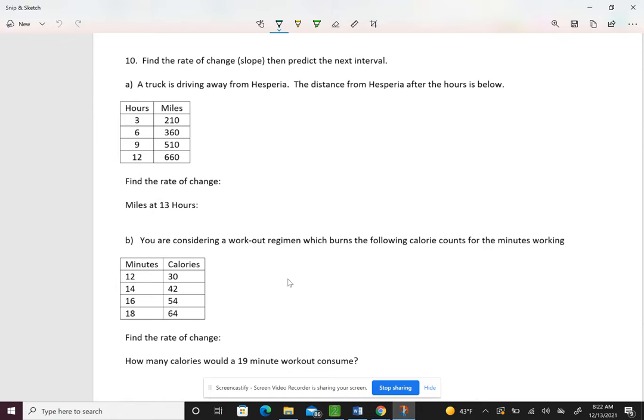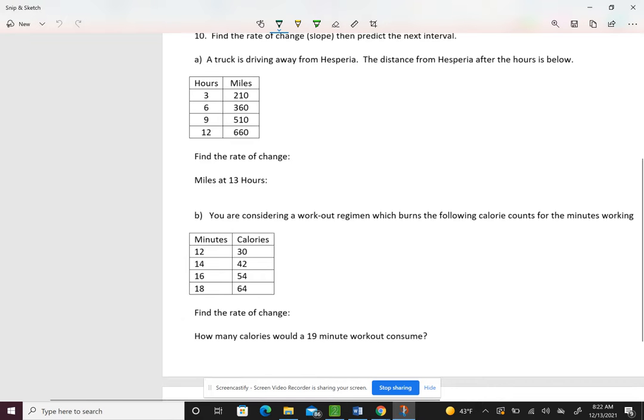All right, guys, for number 10, we are finding the rate of change. Remember, the rate of change is just the change in y over the change in x. Or you could use the formula y2 minus y1 over x2 minus x1. Remember, when we're taking a look at a chart, the first column is always going to be your x's, second column is going to be the y's.